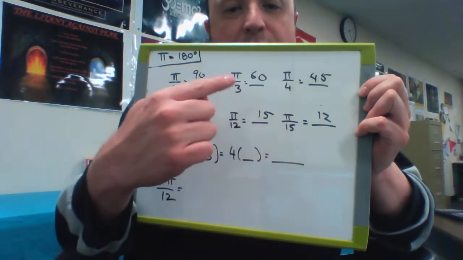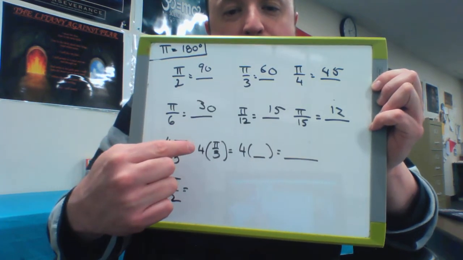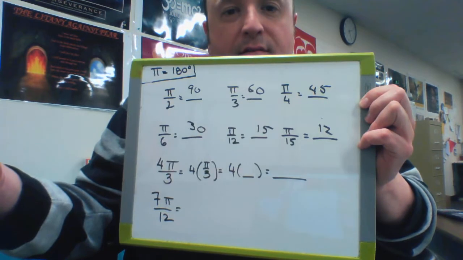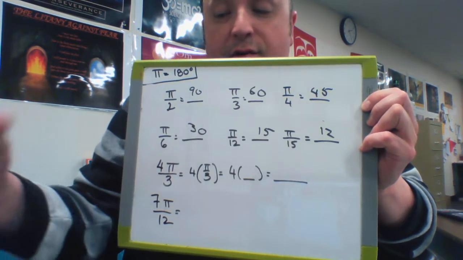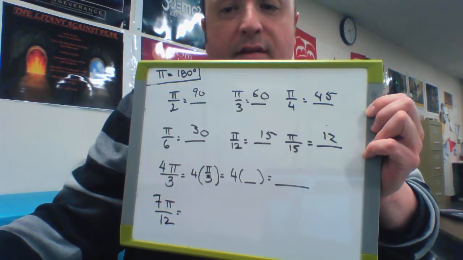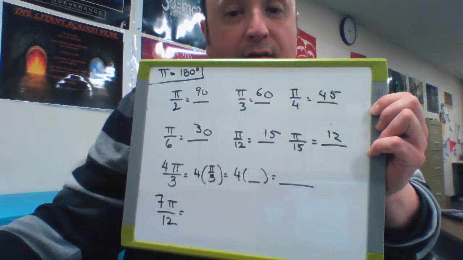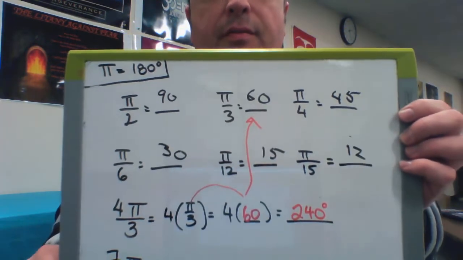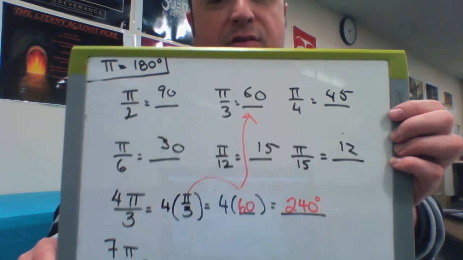Well, we know what pi over 3 is. We just did it. Pi over 3 is 60. So this is like saying 4 times 60. What's 4 times 60? Well, it's 4 times 6, 24, with a 0. So that's 240 degrees. And you can check it just by doing 4 times 180 divided by 3, the old-fashioned way. 4 times pi over 3 is 60, so 4 times 60 is 240.